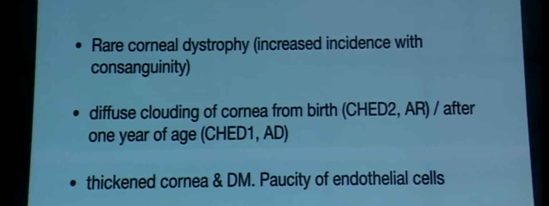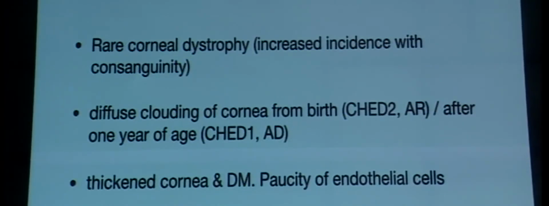That's okay. Congenital hereditary endothelial dystrophy is a rare corneal dystrophy. However, if there is consanguinity in the family, then there is an increased incidence, maybe slightly more in the Middle East and Southern India. It presents as diffuse clouding of the cornea. It can be of two types. It can present right from birth, when it is CHED type 2, which is autosomal recessive, or it can present gradually by 1 year of age, when it is termed CHED type 1, and it's autosomal dominant. In recent times, they are considering clubbing this with posterior polymorphous dystrophy.